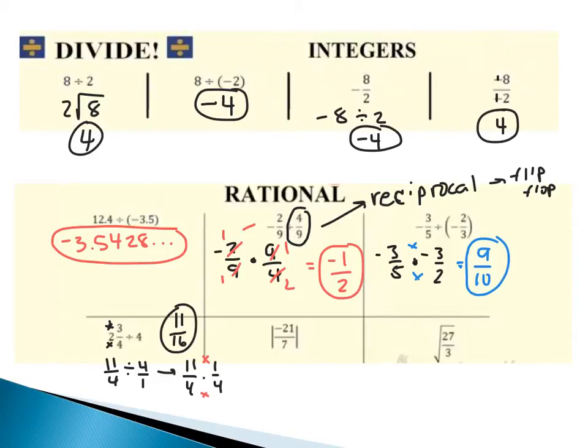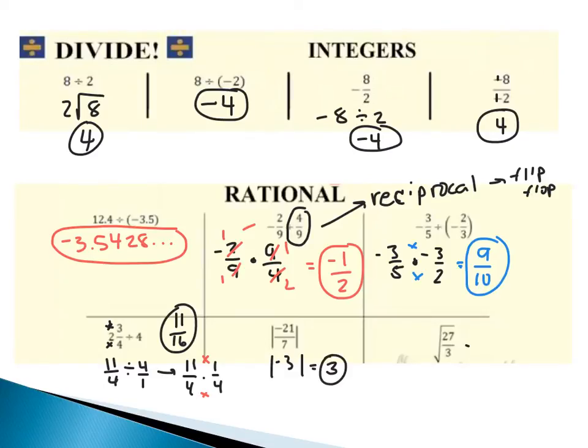Okay, next one. I have the absolute value of negative 21 over 7. Okay, remember the absolute value bars, that stays. I'm going to look at inside. Negative 21 divided by 7. 21 divided by 7 is 3. Negative divided by a positive, that's going to give you negative 3. Okay, how far away is negative 3 from 0? It is 3 units away, so I get positive 3.